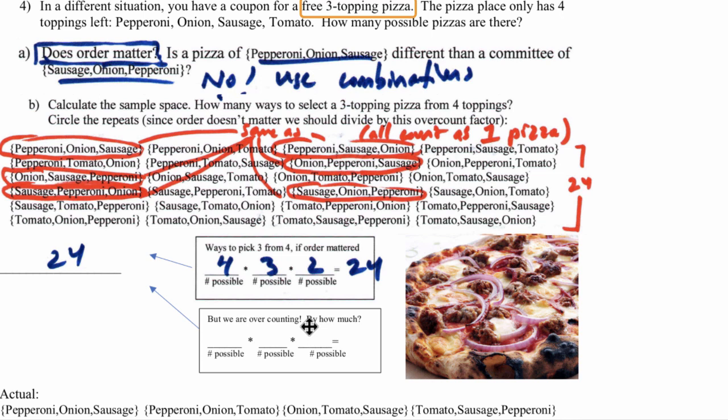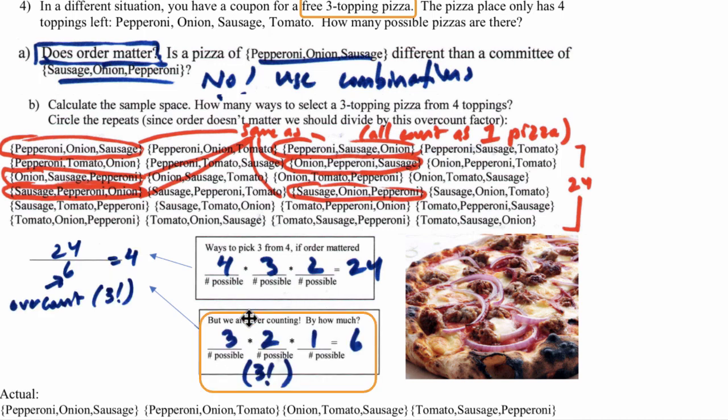Again, this is because we have combinations, order doesn't matter. What we think about is, well, how many different ways are there, what is my overcount factor? Well, since I'm selecting 3 toppings, I've got 3 possibilities for this one, 2 possibilities for the second one, and 1 for the third. And so that's 6. You can also write that as 3 factorial. So my actual number of pizzas is not 24, it's 24 divided by 6, because again, I'm counting all these as 1. I have only 4 pizzas possible, right?